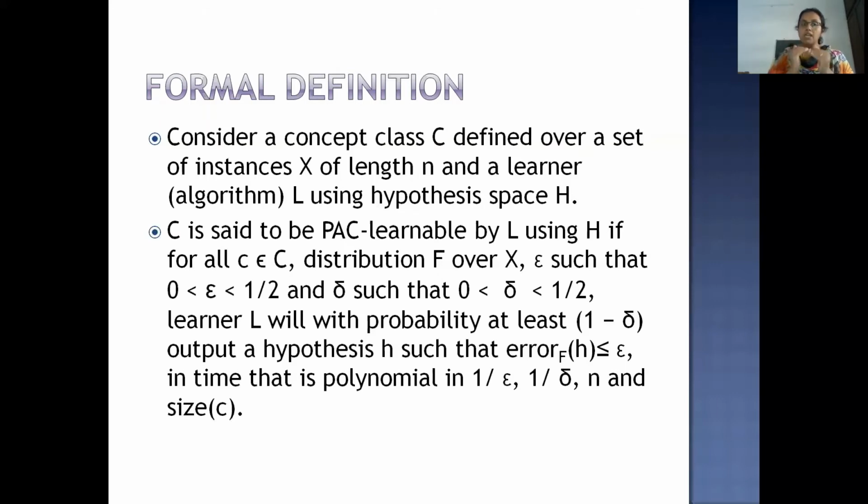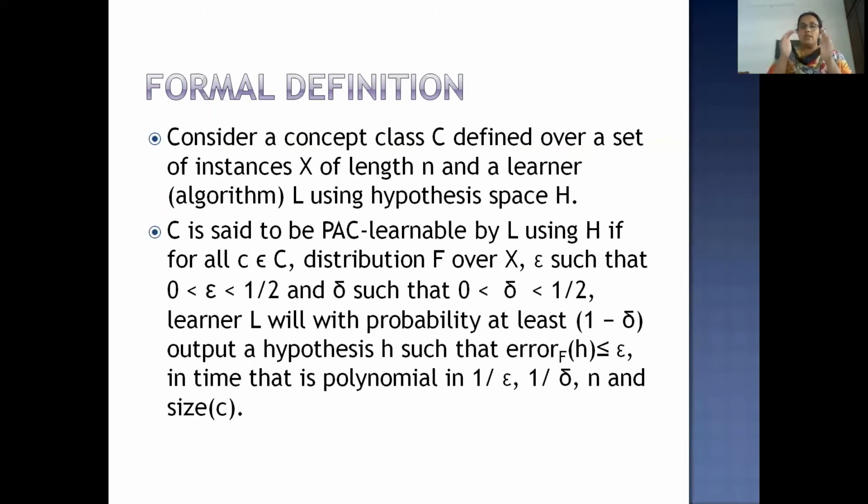Okay, and learner L will with probability at least 1 minus delta output the hypothesis H such that error of H is less than or equal to epsilon. I had explained that for confidence delta, for epsilon error our confidence is at least 1 minus delta. Because confidence means how correct it is. So how wrong, delta is the wrong probability, remember that.